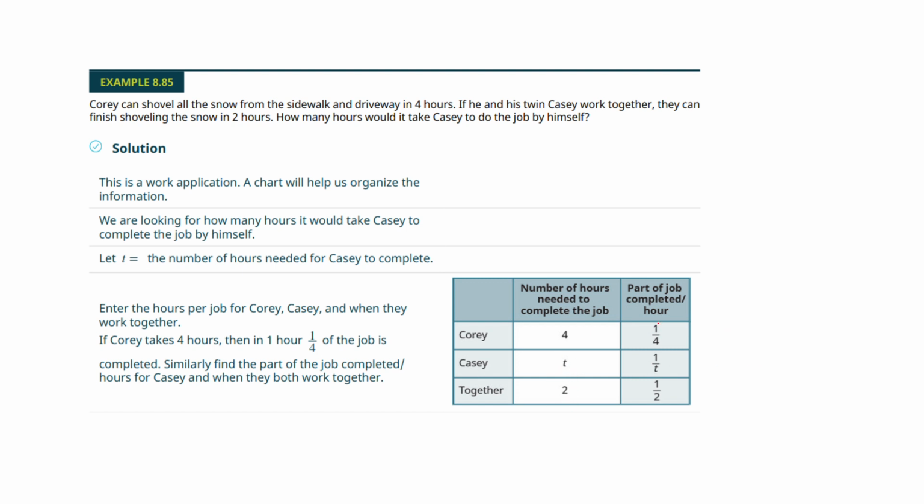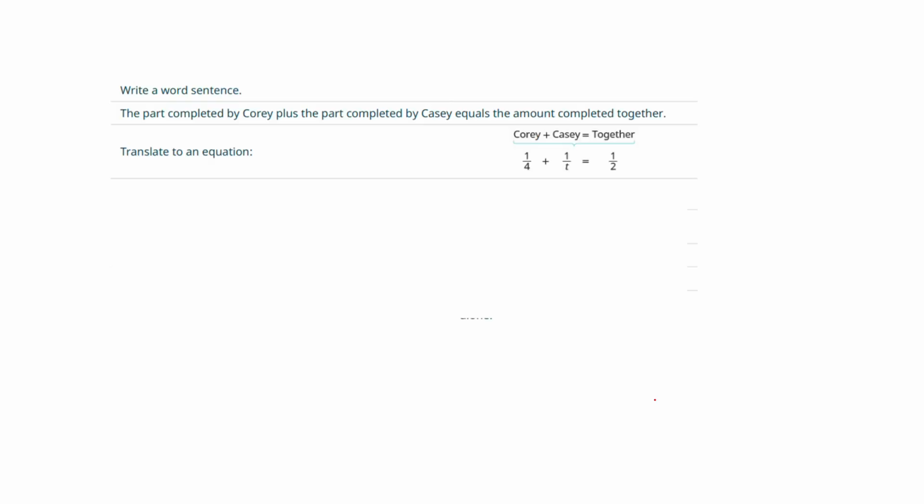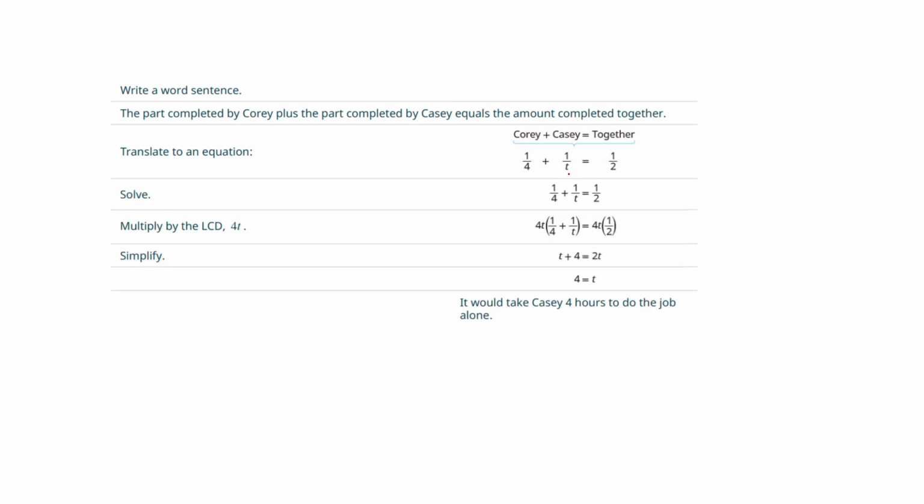Well, same thing. We're going to turn them all into rates. Now we're going to add them up. We're just looking for something slightly different, but it's going to be the same process. We're going to get our equation. We don't do it the same way they're shown, but it gets to the same result. We solve this and we get to 4 hours.